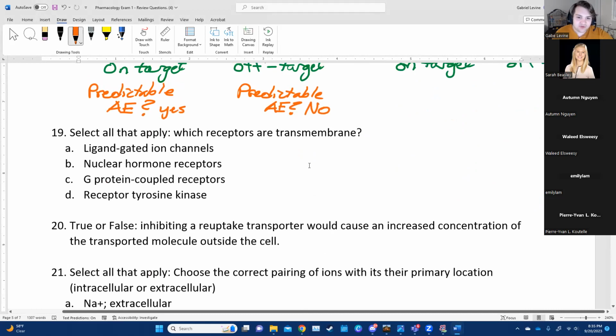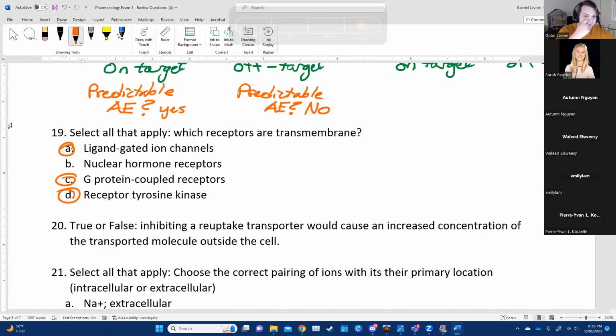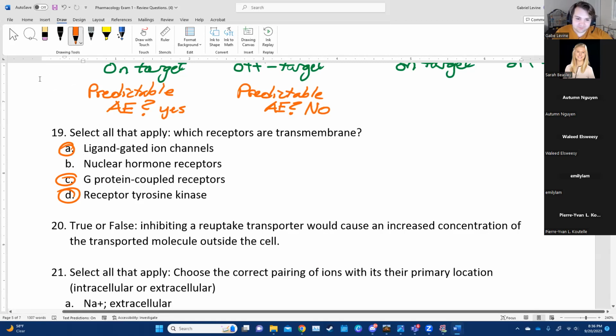Select all that apply. Which receptors are transmembrane? What do we think? Exactly. Everything. Whoops, as I select the wrong ones. Everything but the nuclear hormone receptor, because nuclear hormone receptors are intracellular.